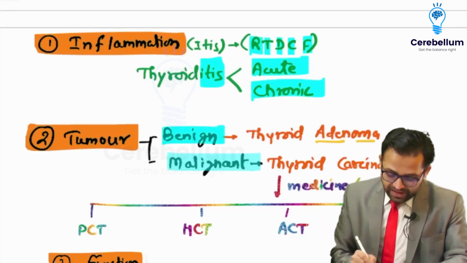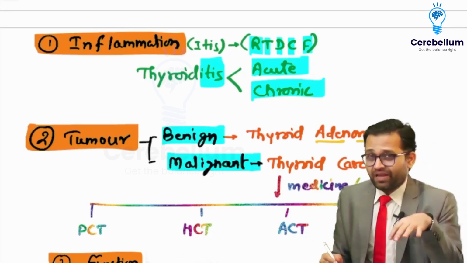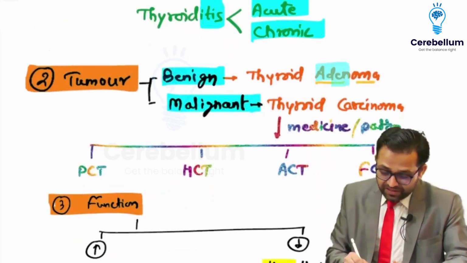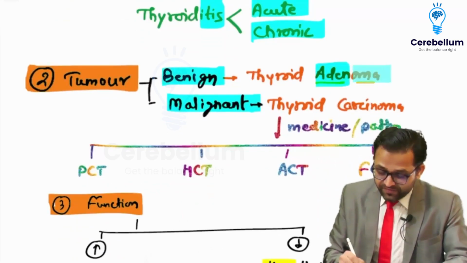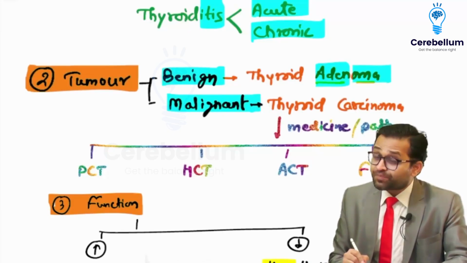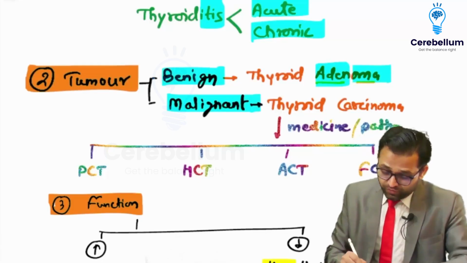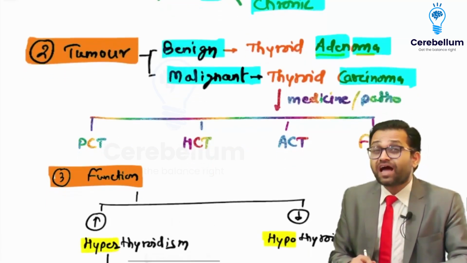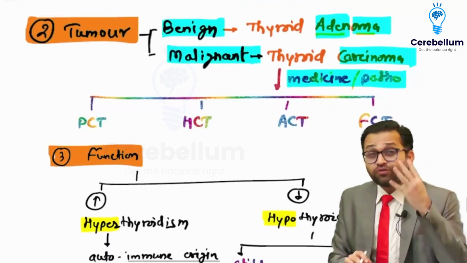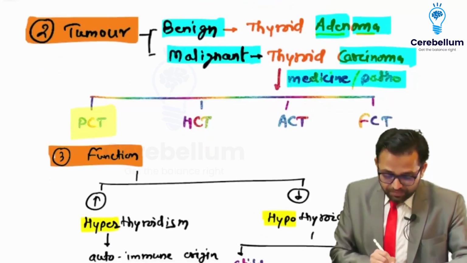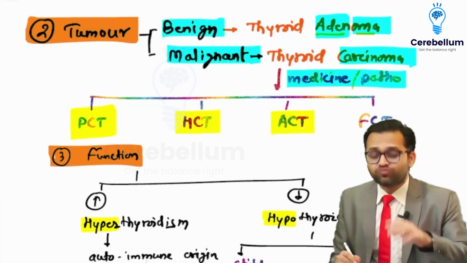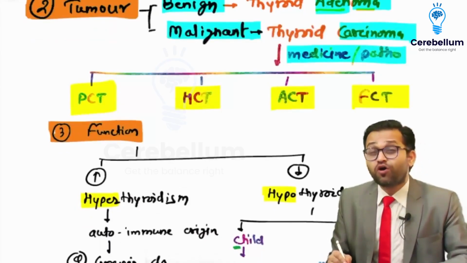Next clinical point, as usual: a small tumor is a benign tumor, and a big and dangerous tumor is a malignant tumor. Benign is related to the gland, that's why we use adeno with the suffix oma, so this is thyroid adenoma. But malignant tumors spread by the lymphatic route, so you use the term carcinoma, that is thyroid carcinoma. In medicine and pathology you have to learn four main types of thyroid carcinoma: papillary carcinoma, Hurthle cell carcinoma, anaplastic carcinoma, and follicular carcinoma of the thyroid gland.